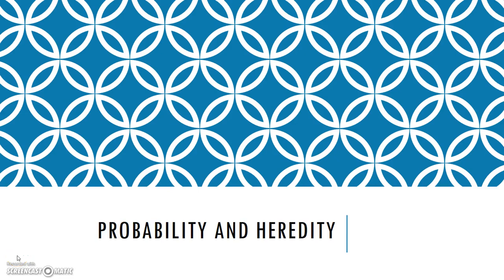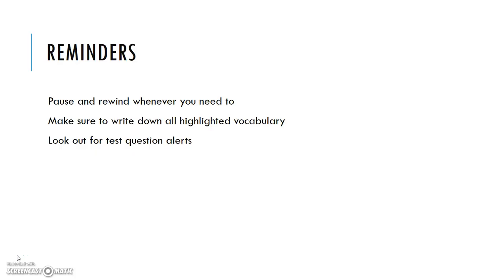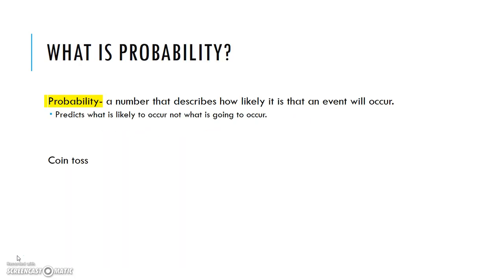Okay, so we're going to talk about probability and heredity. So this is your Punnett square stuff. First off, some reminders. Pause me whenever you need to. Make sure you write down all highlighted vocabulary and look out for test question alerts.